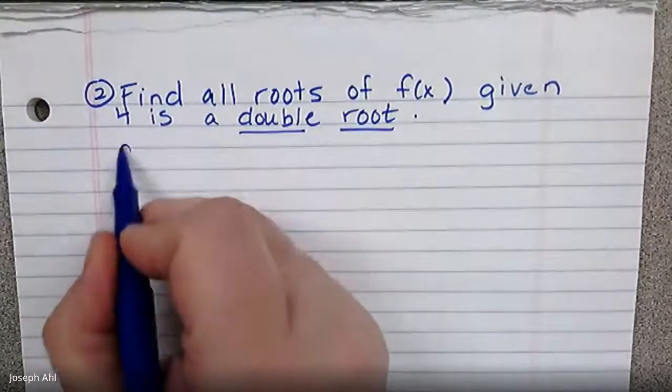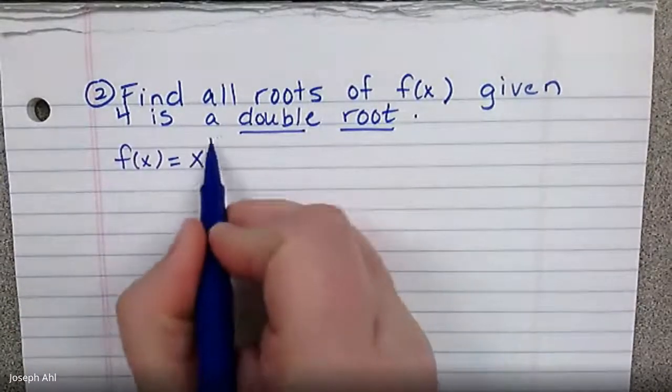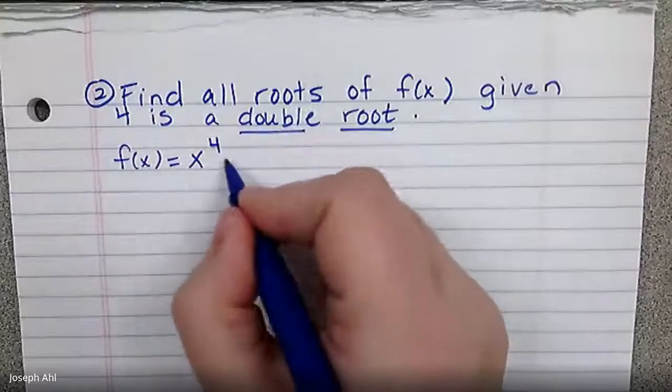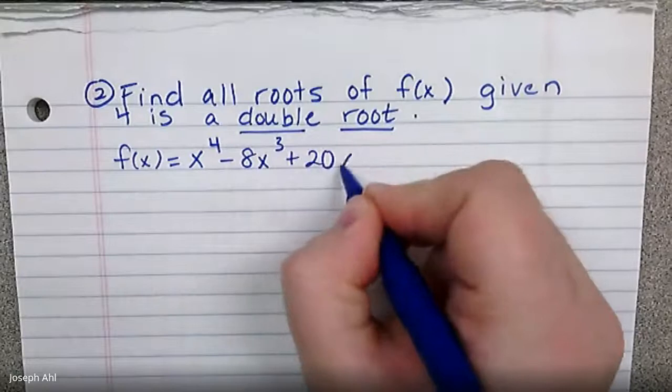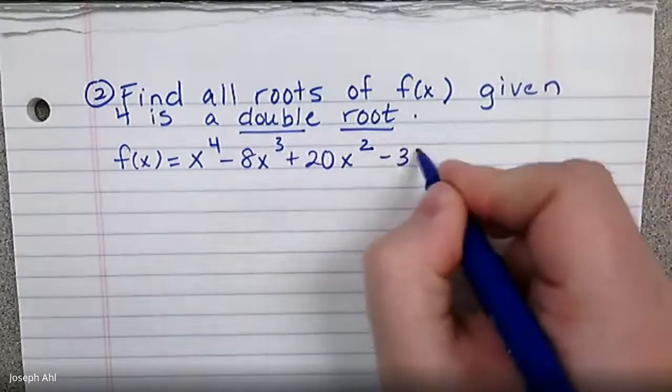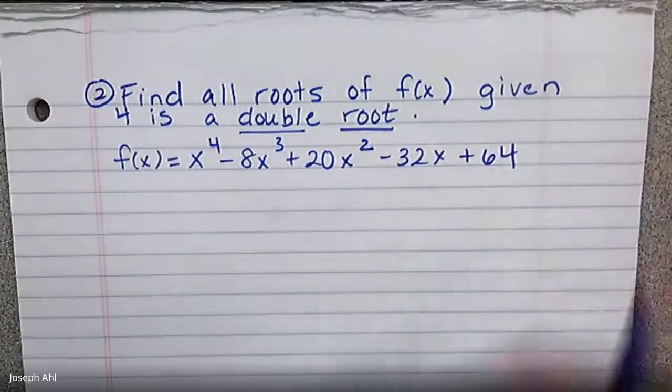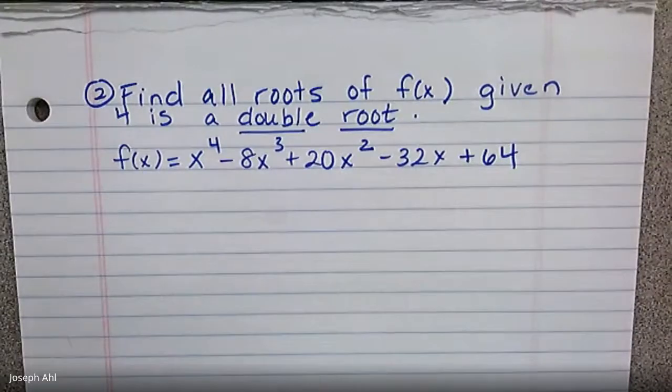So the polynomial f of x is going to be defined as x to the 4th minus 8x cubed plus 20x squared minus 32x plus 64. Okay, so I'm going to tell you that 4 is a double root. So it occurs twice in our list of roots technically.